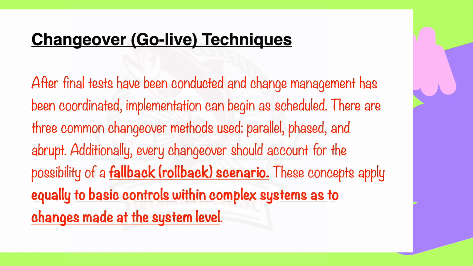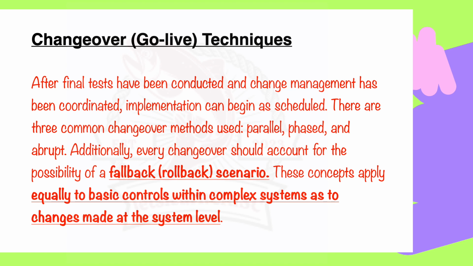Understood? And the next thing, this concept applies equally to the basic control within a complex system as to changes made at the system level, right? So these principles apply whether you are making small changes to a specific control or larger changes at the entire system level. Okay. So when you are updating a single software feature like a basic control or implementing a completely new software system like system-level changes, the method of changeover and the importance of having a fallback plan remain the same, right?